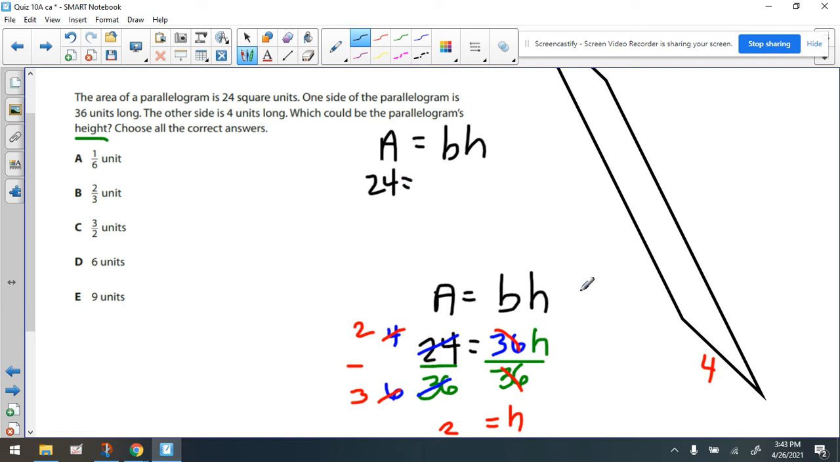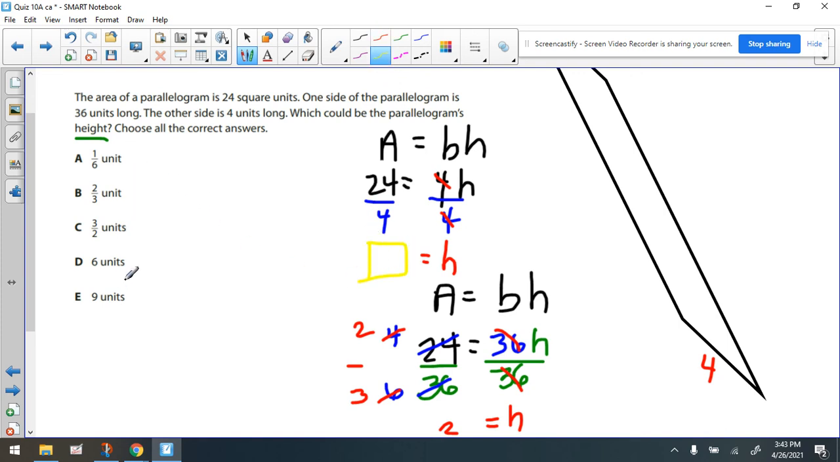But if we call 4 the base this time, so that's this line, and then we want to know what height, in other words, this dotted line that would be perpendicular, that would go all the way up to the top, right? The height of this thing. We can solve this equation. The opposite of multiplying a variable by 4 is to divide by 4. And if we simplify here, bring down the H. So the only thing left you have to do is 24 divided by 4 and come up with your numeric value there. So that's going to be one of your answers.